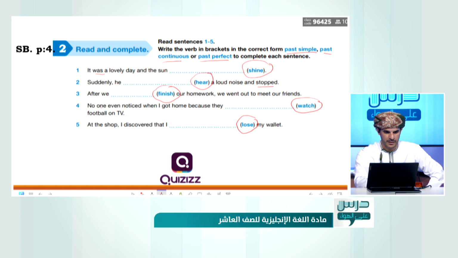Number 3, after we finished or had finished or was finishing, do we say was finishing?